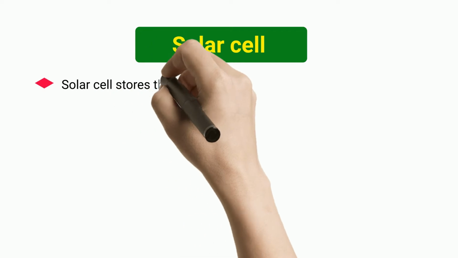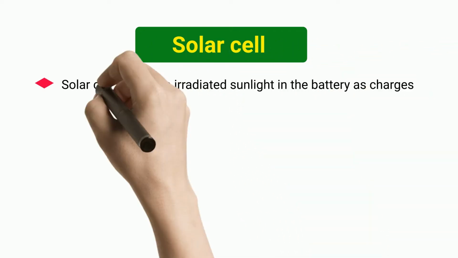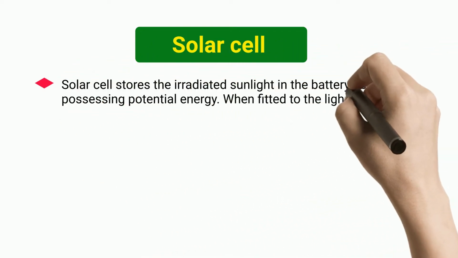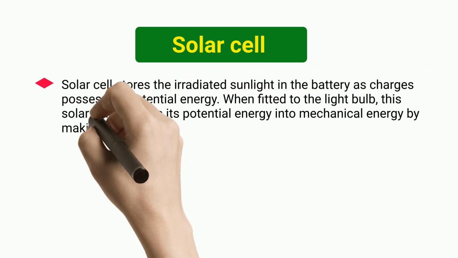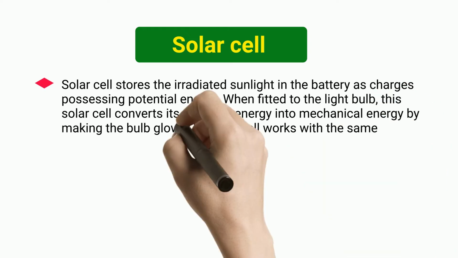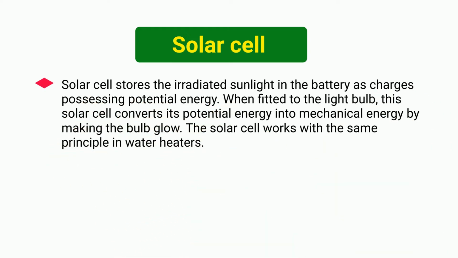Solar cell. Solar cell stores the irradiated sunlight in the battery as charges possessing potential energy. When fitted to the light bulb, this solar cell converts its potential energy into mechanical energy by making the bulb glow. The solar cell works with the same principle in water heaters.